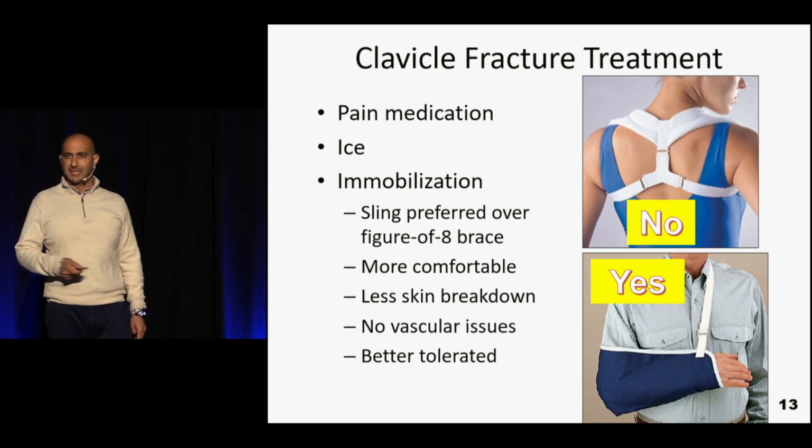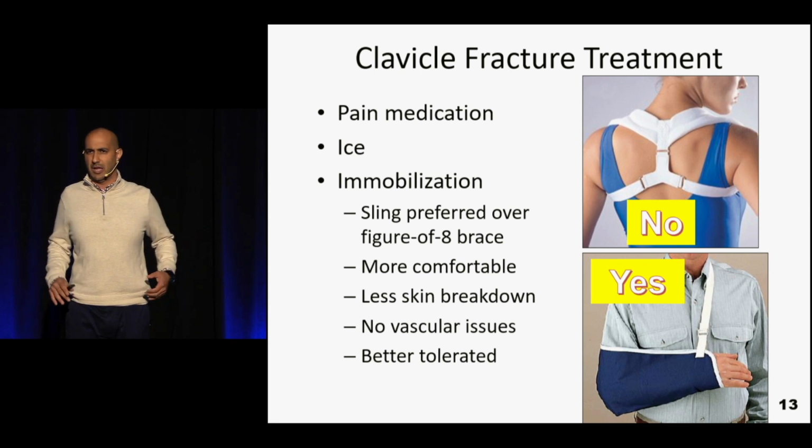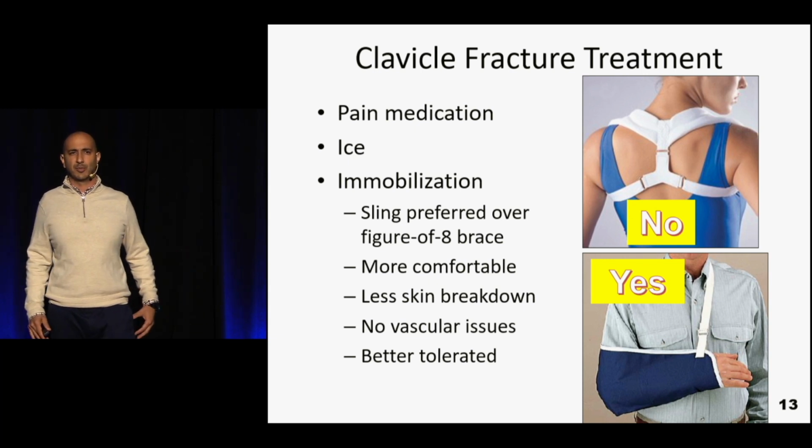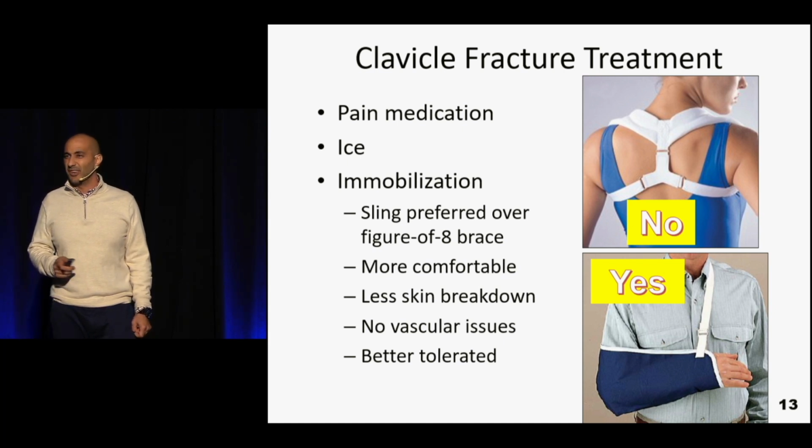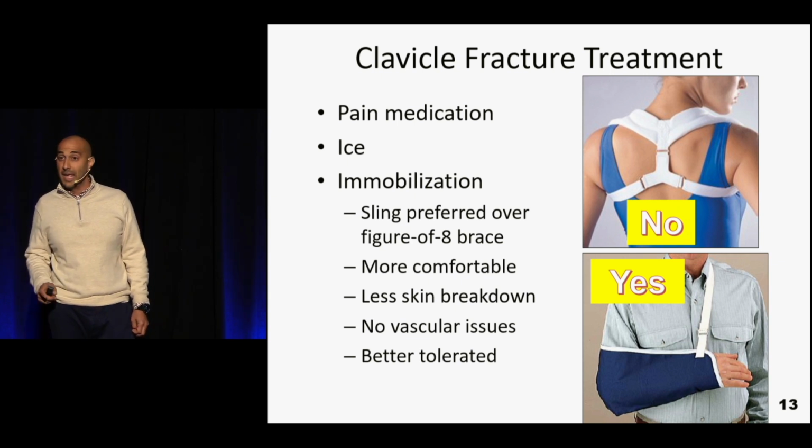So do you guys remember these figure of 8 splints? We used to put all these clavicular fractures in this very complicated figure of 8 splint that would fix your posture and help with your clavicle fracture. And we found out actually that a simple sling is much better. These figure of 8 splints actually will cause more skin breakdown. They have poorer healing. So if you have them in your ED, please don't use them. A simple sling is much better.